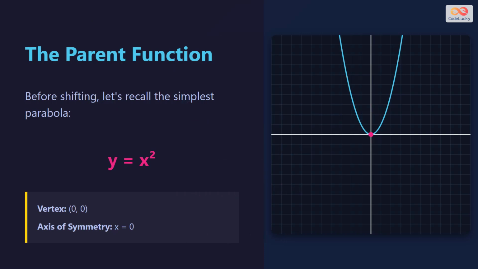Before we start shifting things around, let's remember where we start. This is the parent function, y equals x squared. Its vertex is at the origin, (0, 0), and it is symmetric along the y-axis. This is our baseline.